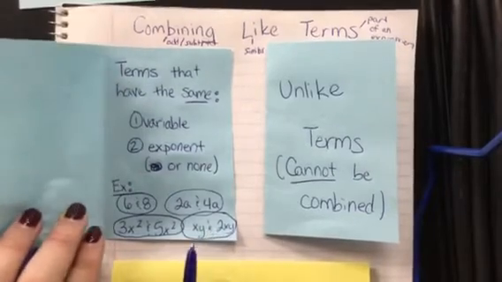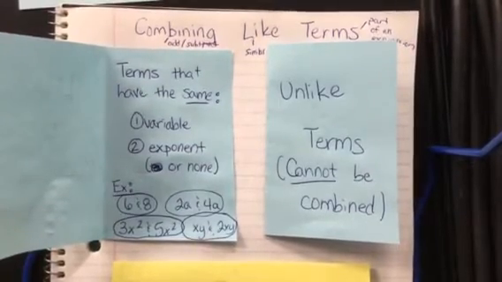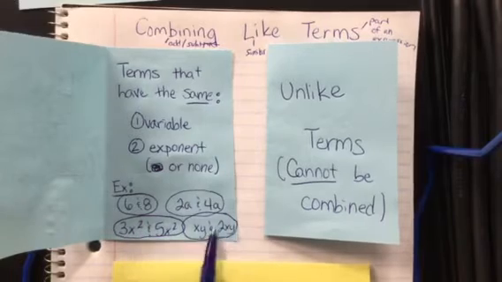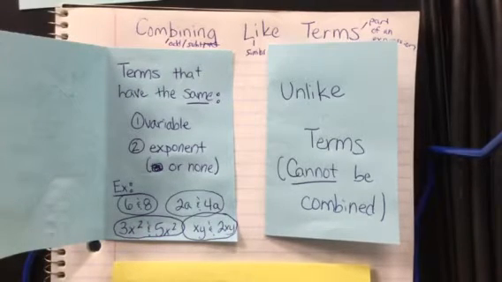Everything has to match with the exception of one thing. What thing do you notice doesn't match in any of those pairs? The variables match, the exponents match. What doesn't match? Shay? The numbers, right? We call them coefficients.